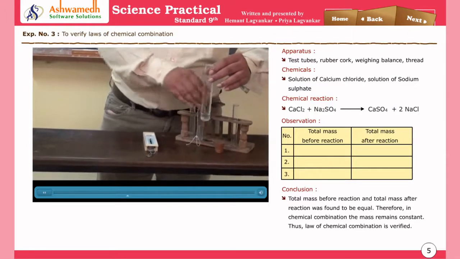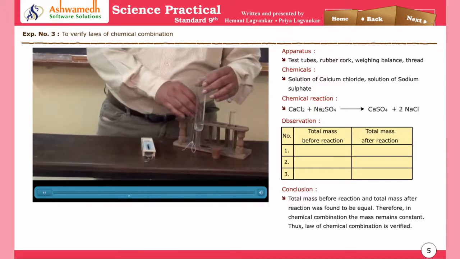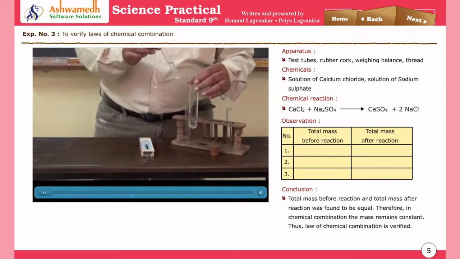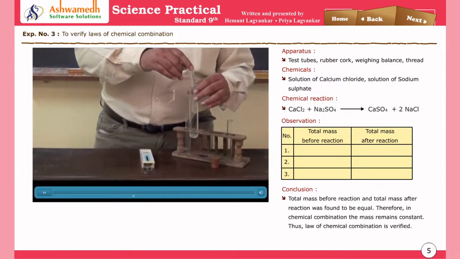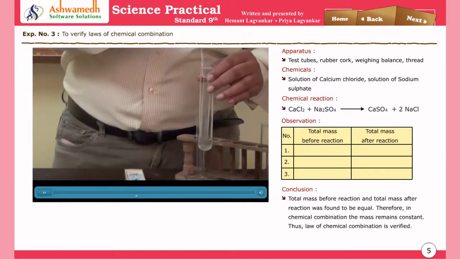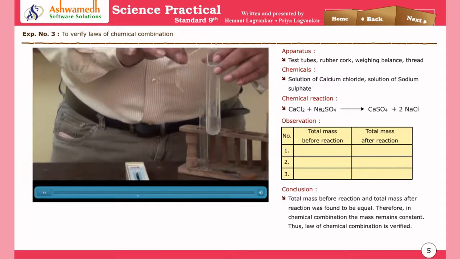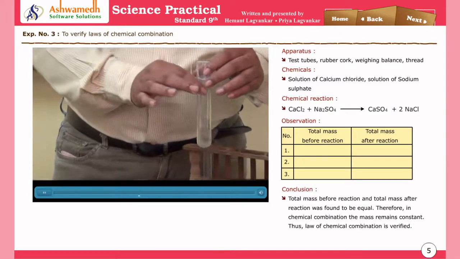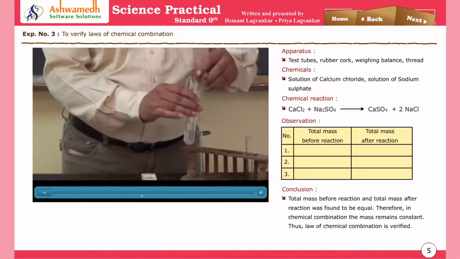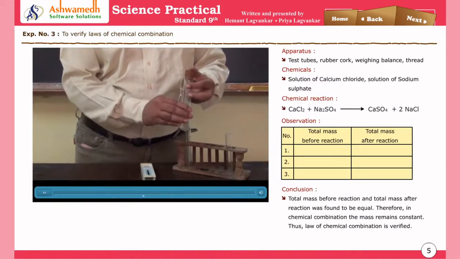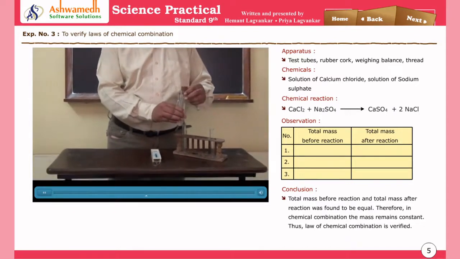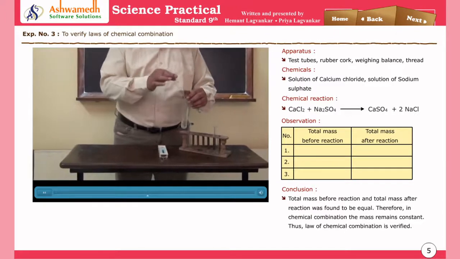Now, after transferring this, let us put this small test tube which is with thread in the bigger one. So carefully you have to put it with the help of thread like this. Keep this thread outside and now close the test tube with the help of a cork. Now you have to ensure that you are closing it tightly. So now the apparatus is ready.